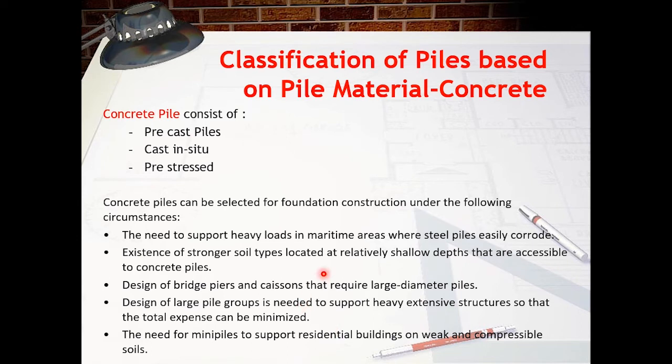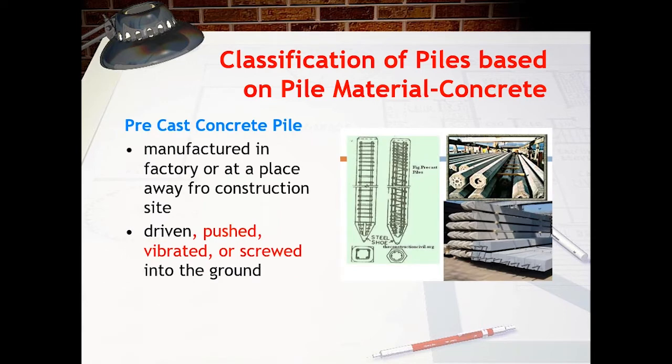The need for mini piles to support residential building on weak and compressible soils. Precast concrete pile, it can be manufactured in factory or at a place away from construction site. The method of installation can be driven, pushed, vibrated or screwed into the ground. This type of pile is commonly used where the length required can be realistically predicted.